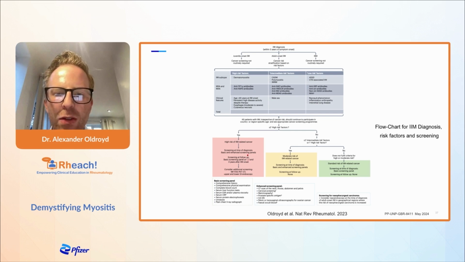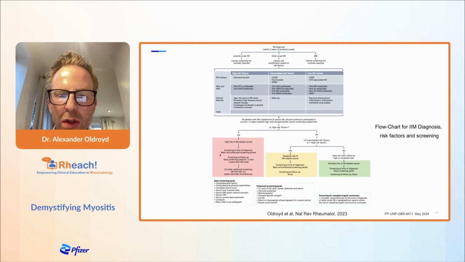So we recommend screening at the time of IIM diagnosis using the basic and enhanced screening panel. And you can see down here the basic panel and the enhanced panel. So the basic screening panel includes things like plain chest X-ray radiograph, protein electrophoresis, comprehensive history and examination. A lot of these may seem simple, but it's good to confirm that these things need to be done. You can pick up a melanoma, you can pick up an enlarged lymph node, for example. The enhanced screening panel includes a CT scan of the neck, thorax, abdomen, and pelvis, cervical screening, mammography, prostate-specific antigen, for example.